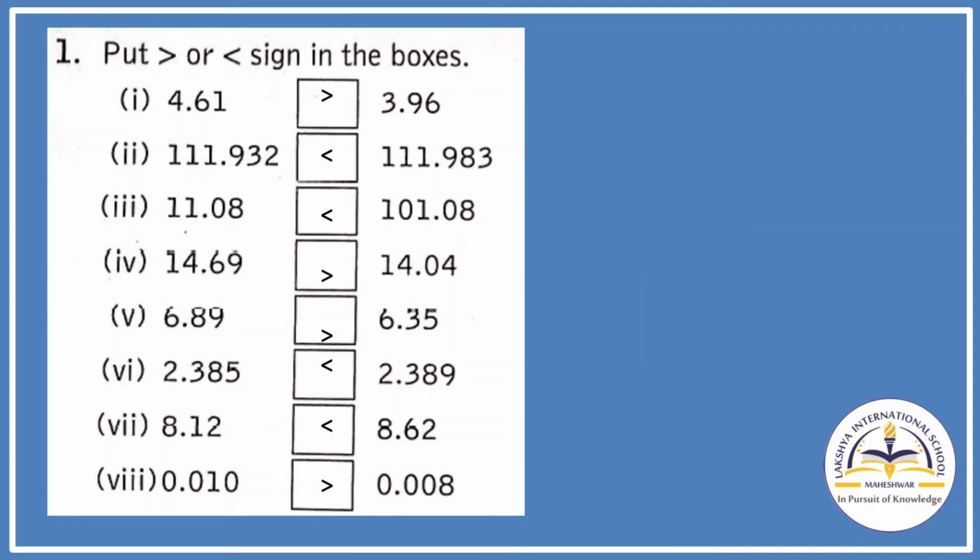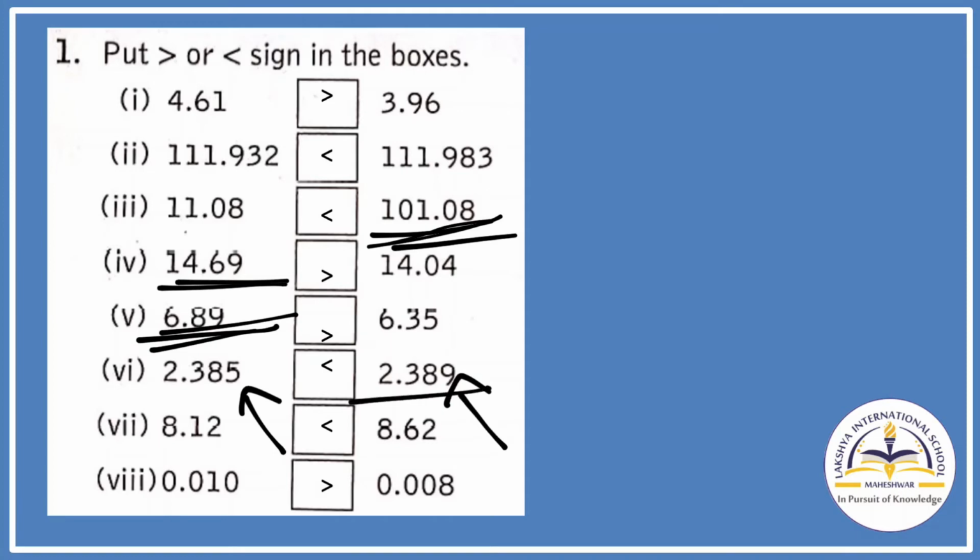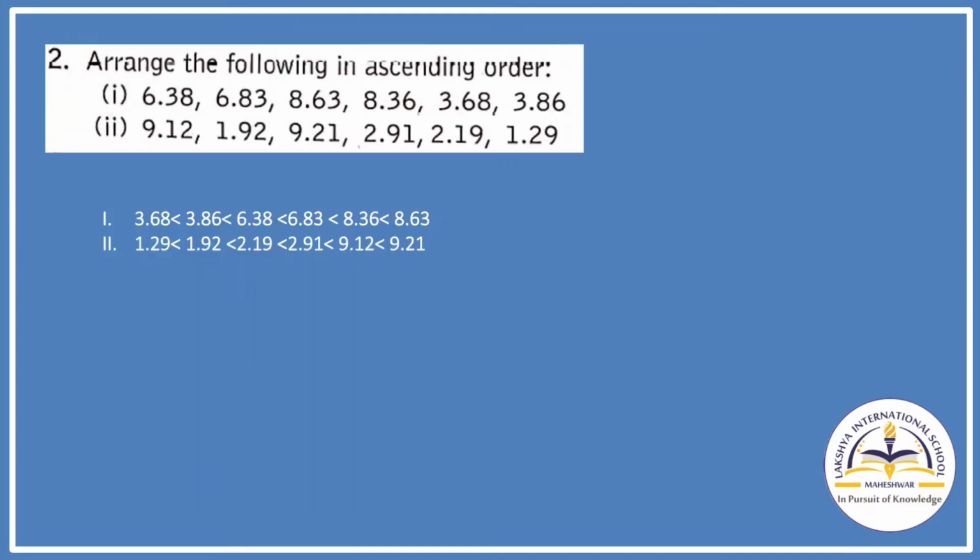Now 11.08 and 101.08. So 101 is the greater. Now 14.69 and 14.04. 14.69 will be the greater. 6.89 and 6.35. So 6.89 will be the greater. Now 2.385, 2.389. You can see there is 5, there is 9. So this one will be the greater.